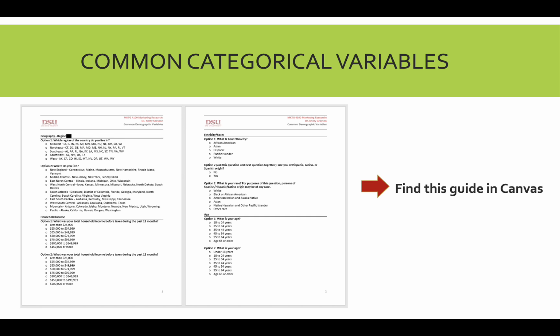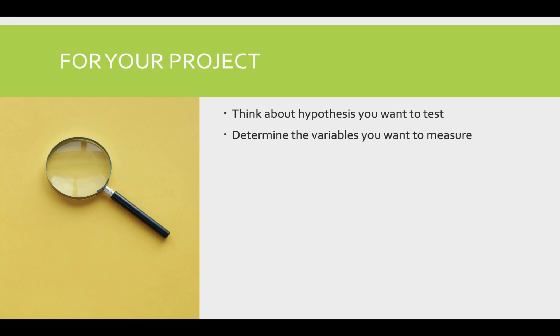So I have a list of common categorical variables for you, and you can find these in Canvas. The reason I give these to you is because there are some standards in marketing research that will help you, at a high level, take some secondary research, remember somebody else has done, and maybe do some comparisons. So if you keep the same age ranges, for example, or states, using similar categories will be really consistent. So there are some best practices out there, and I have those for you in Canvas.